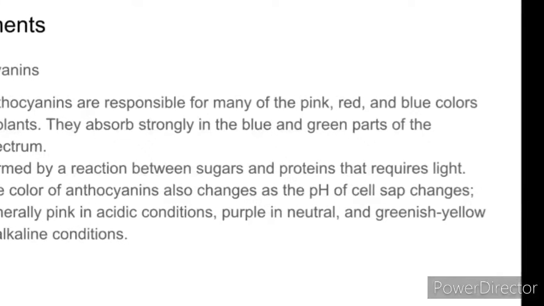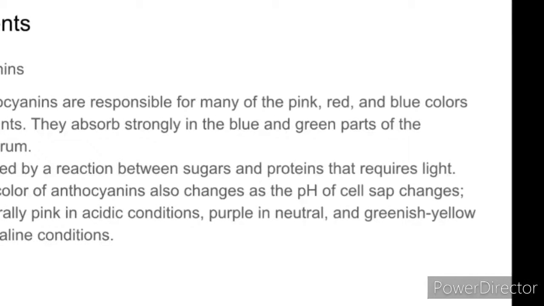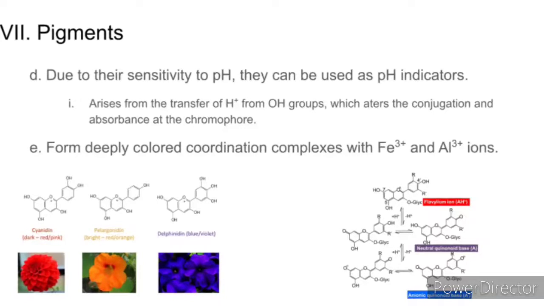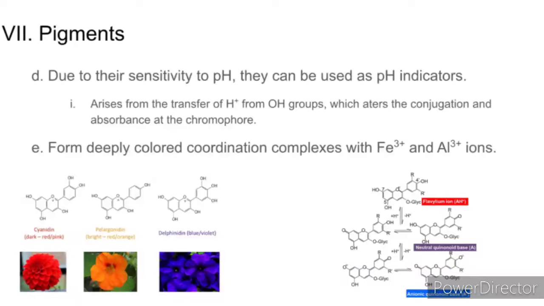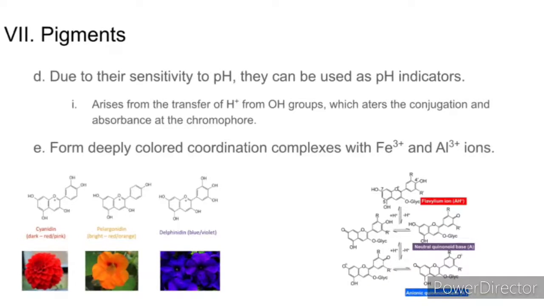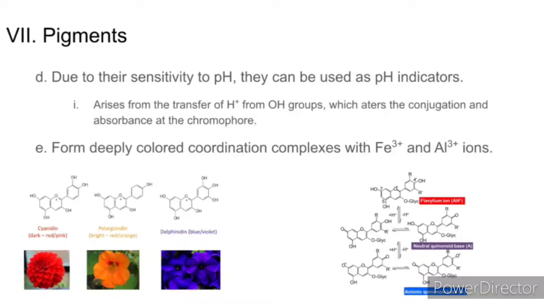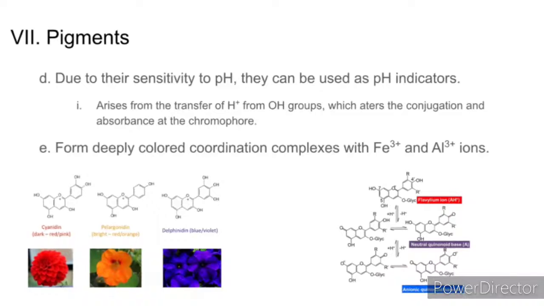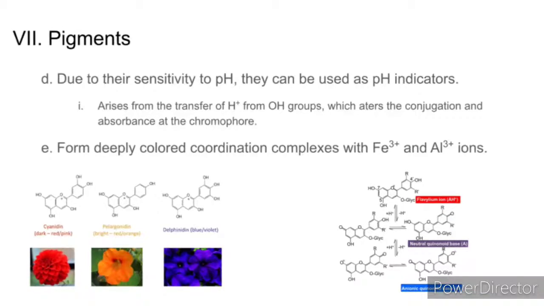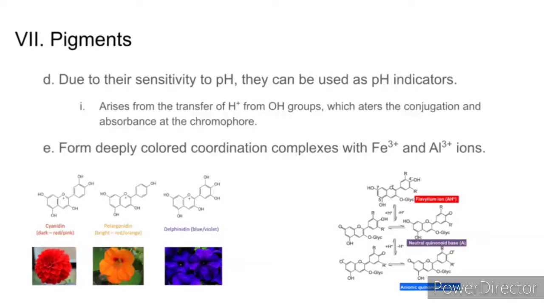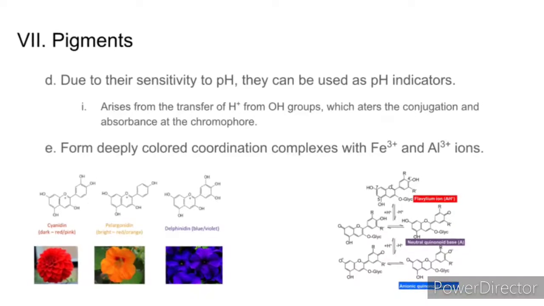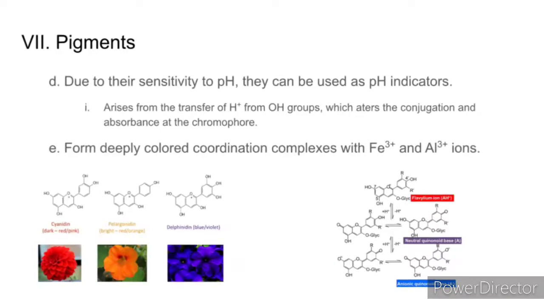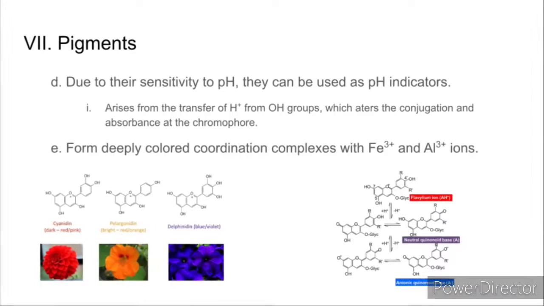So generally pink in acidic conditions, purple in neutral, and greenish yellow in alkaline conditions, which is why, due to their sensitivity, they can be used as pH indicators. So we would see pink in acidic conditions, purple in neutral solutions, and then greenish yellow in alkaline solutions. And this arises from the transfer of H+ ions from OH groups, which alters the conjugation and absorbance at the chromophore. And these are going to form deeply colored coordination complexes with Fe3+ and Al3+ ions. And down below, you're just going to see some examples of anthocyanins.